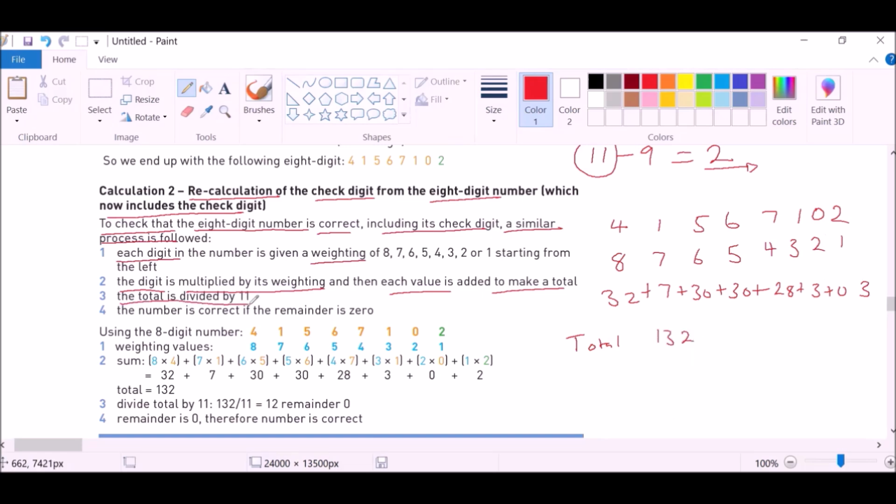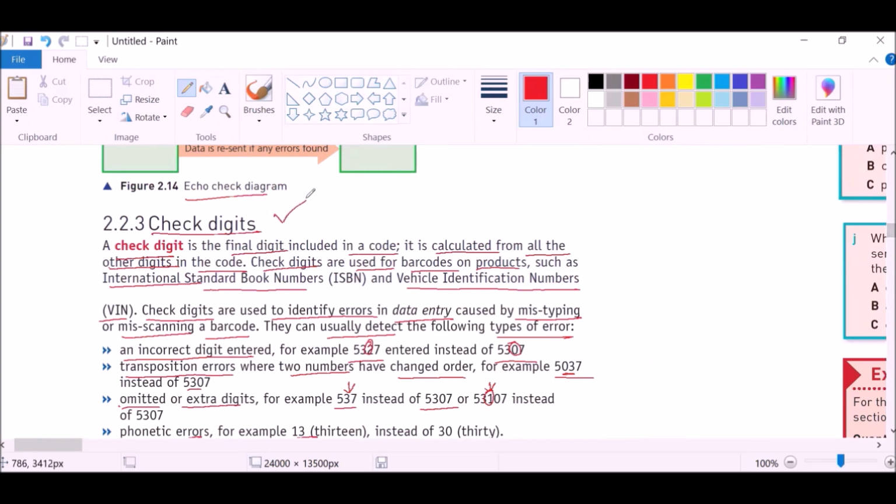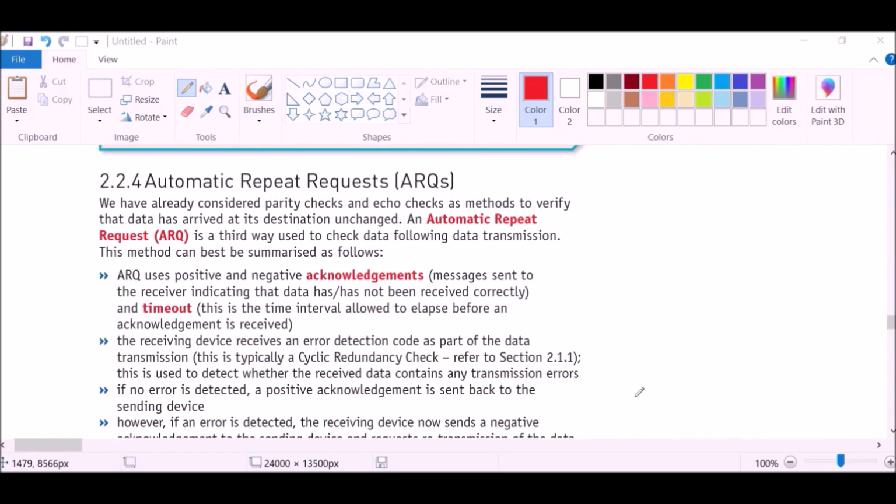Now the total is divided by 11. So we divide here by 11 to get 12, the remainder 0. The remainder is 0, therefore the number is correct. So if the remainder is 0, then the number, which is this one, is correct. So that is how we apply check digits.